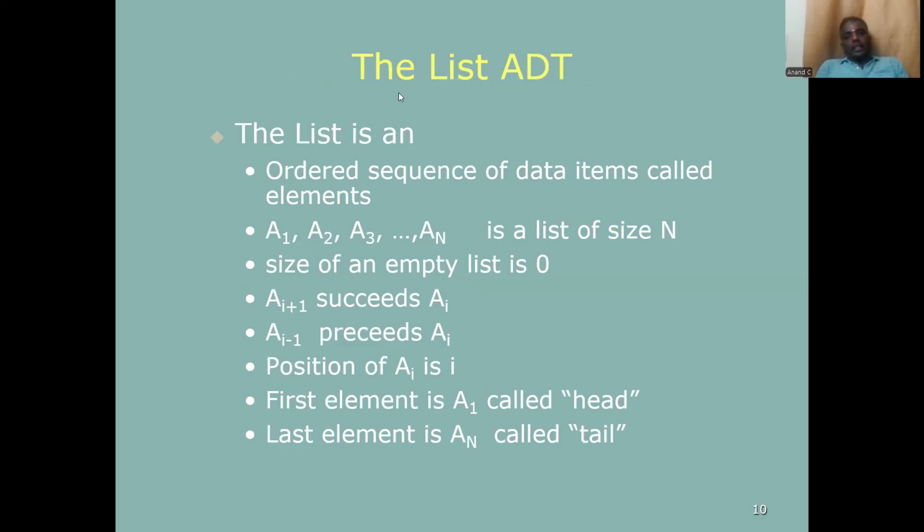First is the list ADT. The list is an ordered sequence of data items called elements. It is a linear data structure. That is A1, A2, A3, up to An, a list of size n. The size of an empty list is 0. Ai plus 1 succeeds Ai, and Ai minus 1 precedes Ai. The position of Ai is i, that is the index. The first element A1 is called the head, and the last element An is called the tail. This is the basic representation of the list.